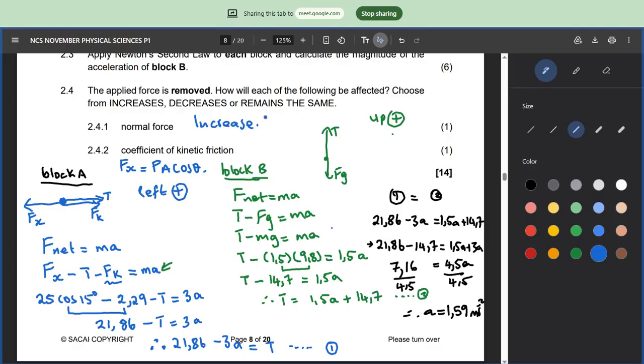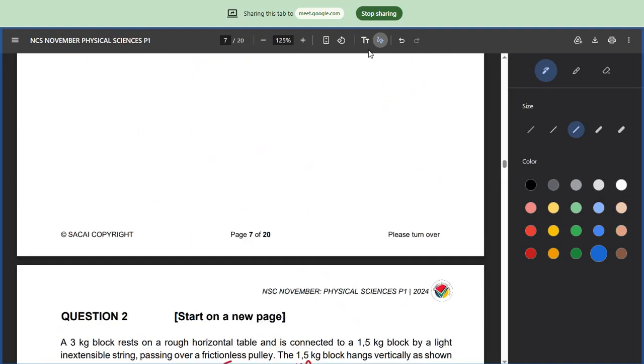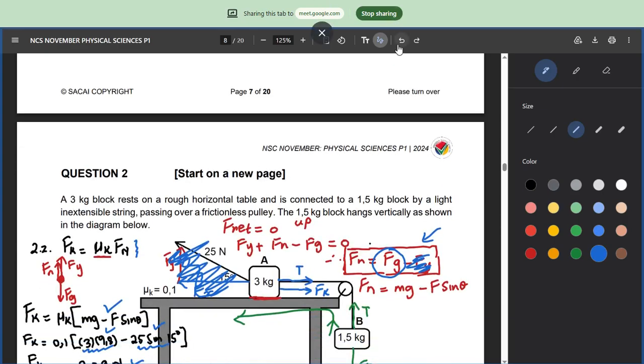You understand when we say the normal force will increase? Sorry, sir, that it got cut off. Okay, let me re-explain this. I was saying that if we remove the normal force, this is what will happen, right?